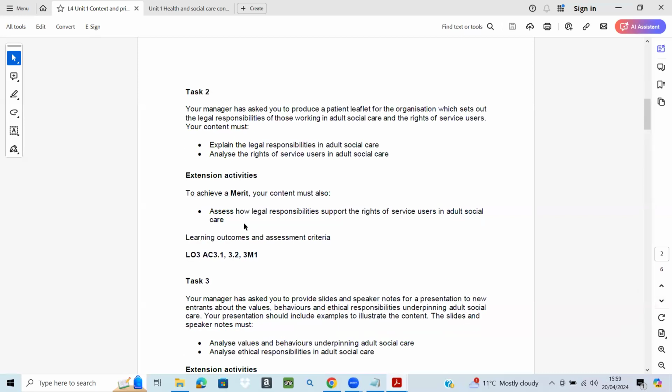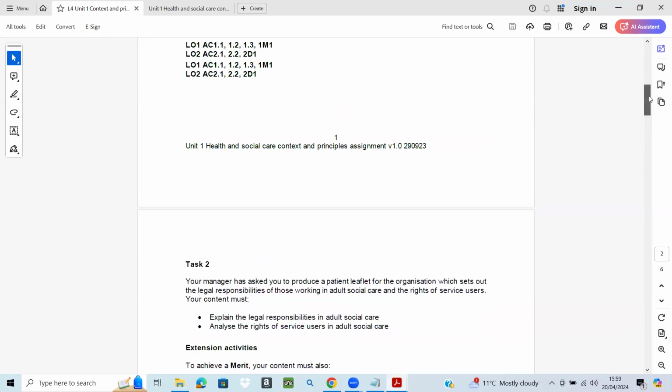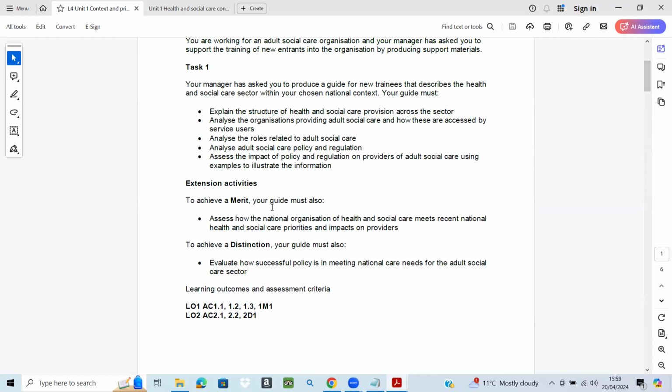Right, okay. The important bit here is task one. They have mentioned extension activities to achieve a merit. These are all related with the pass criteria. Look, they have mentioned to achieve a merit, we need to assess how the national organization of health and social care meets recent national health and social care priorities and impacts on providers. So who are the providers? Again, the providers are the organization and the healthcare staff.